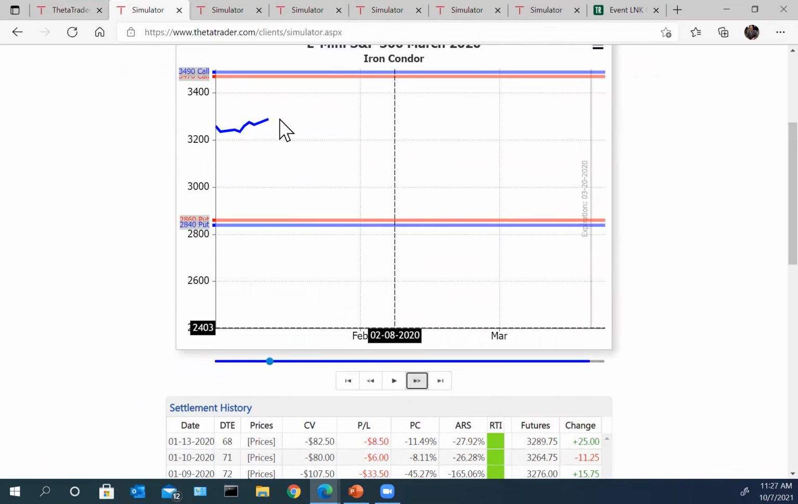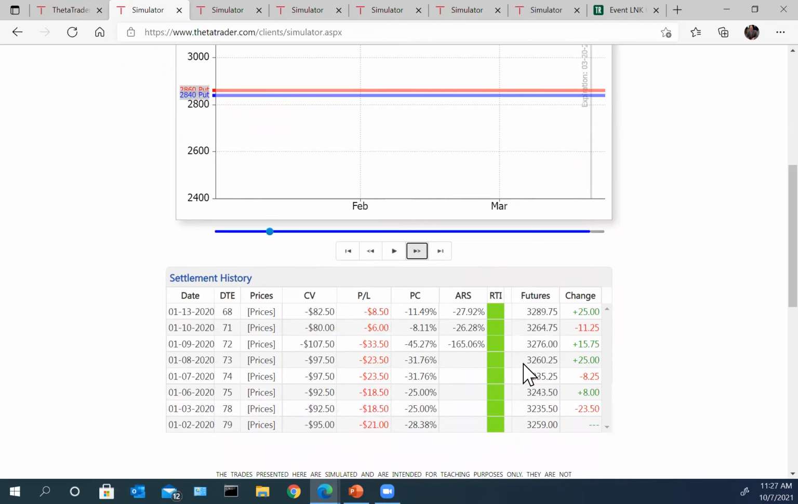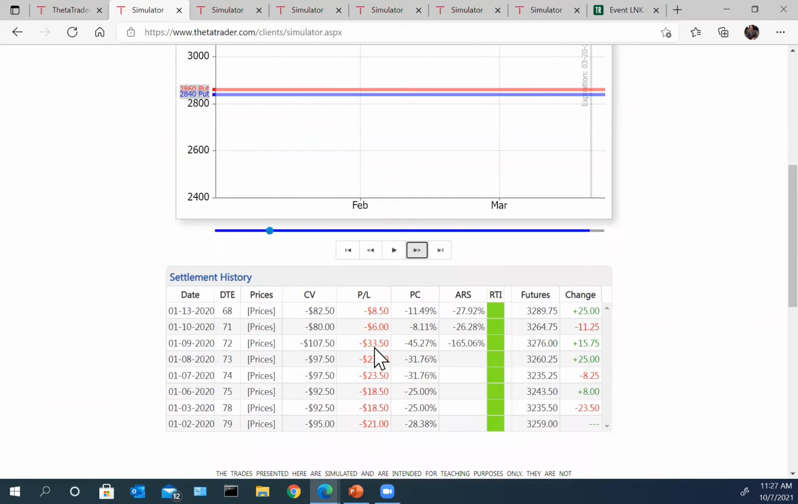And as you see, as I go forward, you can see the market trading. And then you'll notice the trade itself, the P&L is red, which is normal when you initially place a trade, because the theta decay hasn't really had a chance to work for you. Not enough time has elapsed yet. And you'll see the green here, the RTI, and I'll explain this more in a few minutes, but green is good, means do nothing.